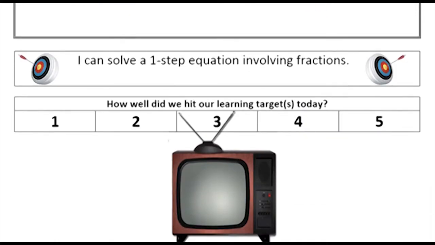We just talked about solving one-step equations involving fractions. On a scale of 1 to 5, rate how well we hit this target.